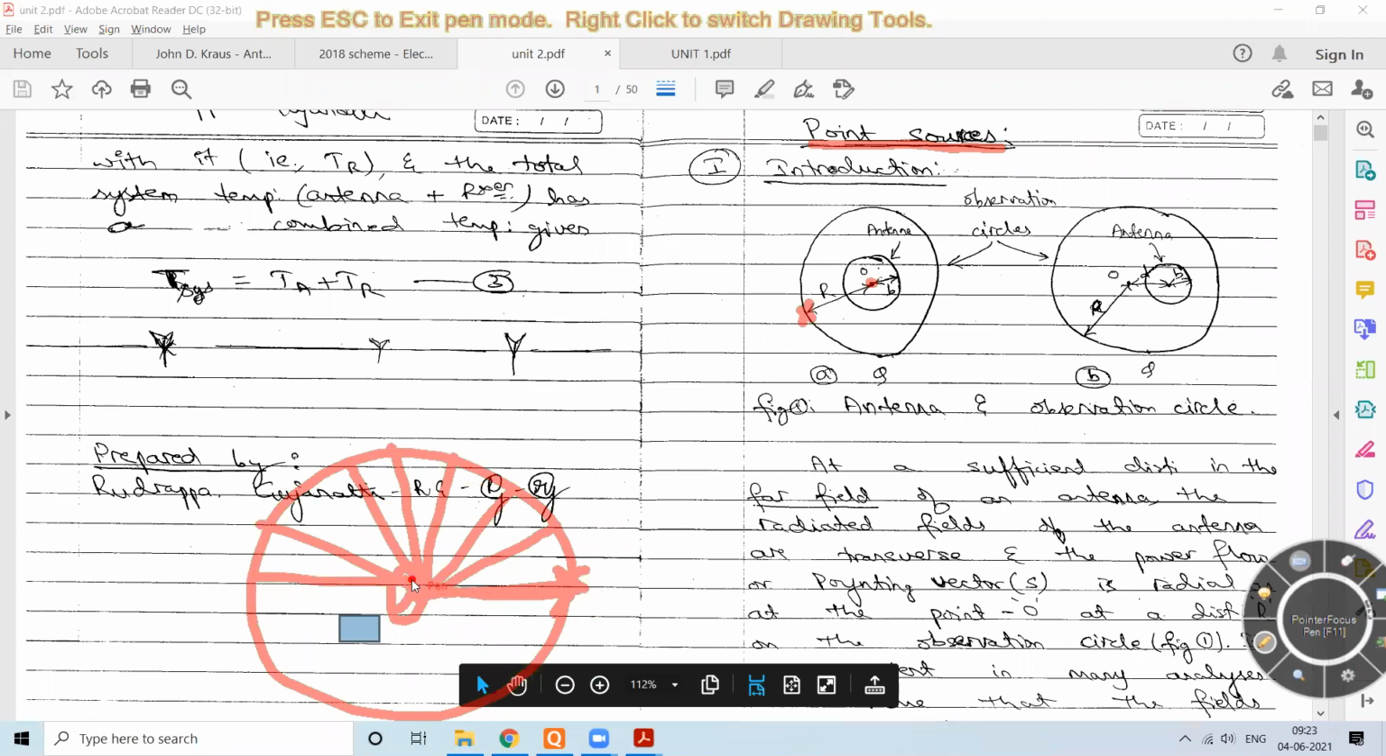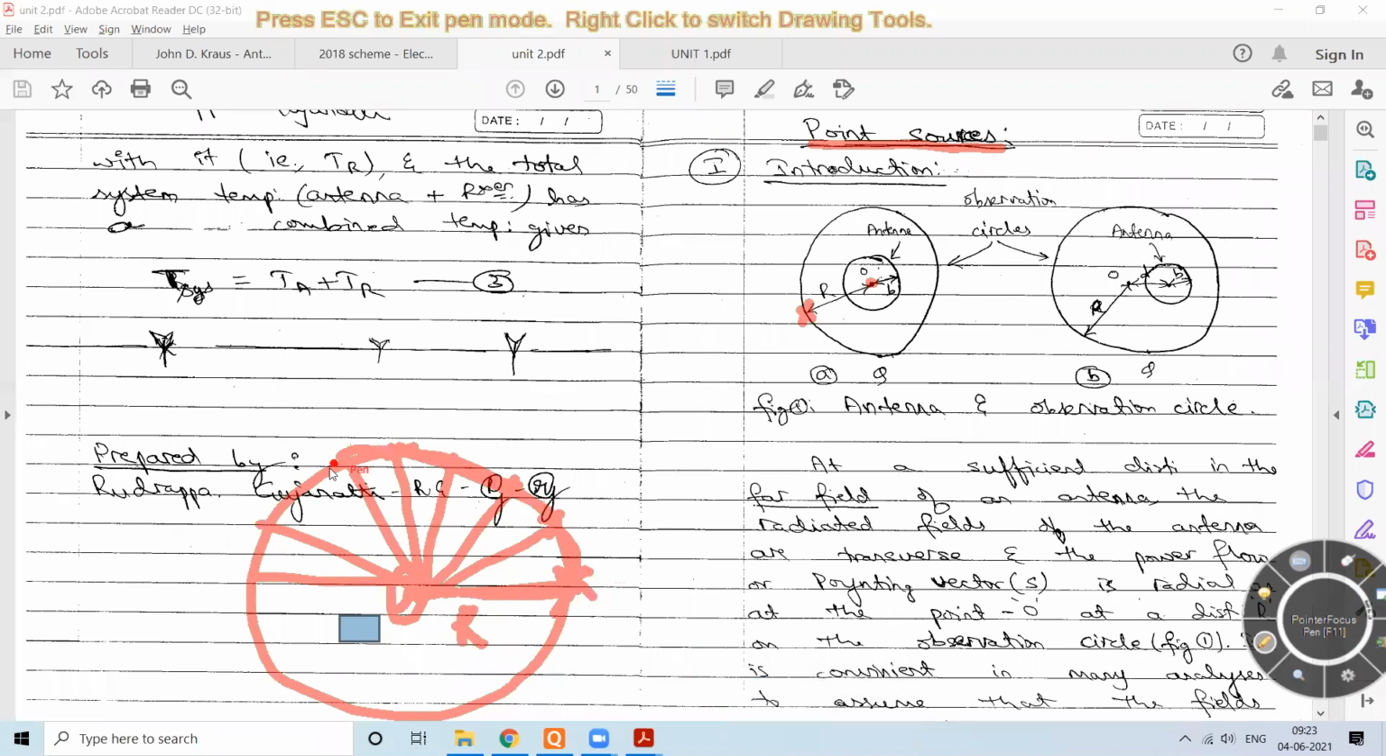So this antenna is not disturbed. Suppose it is a dipole, it will be placed as it is, and at a distance r and at all possible angles, you measure, say, at 5 degrees what is the value, at 10 degrees what is the value, at 90 degrees what is the value. So this is what you observe around the antenna. This is how I can make the observation on the observation circle.